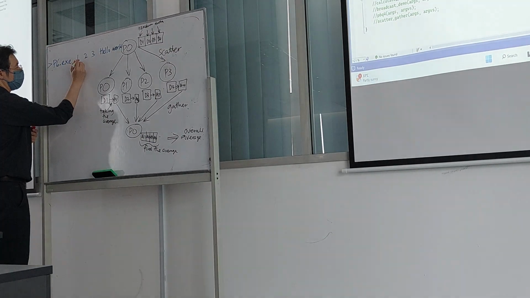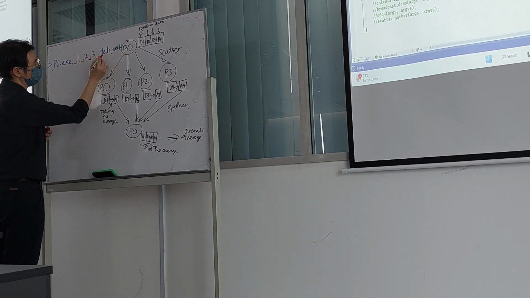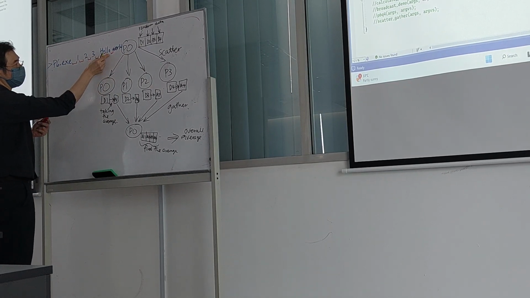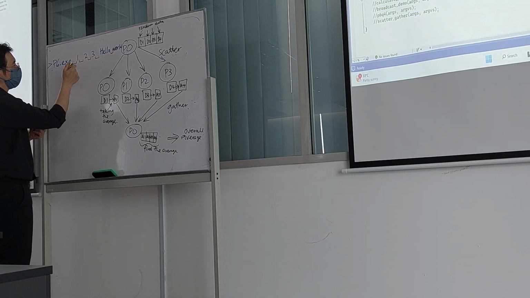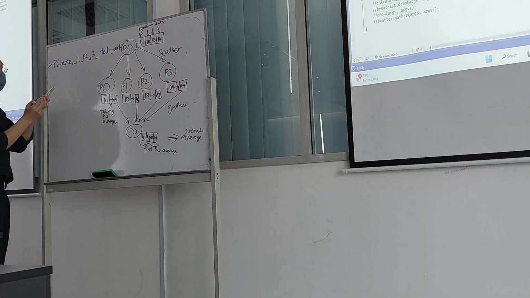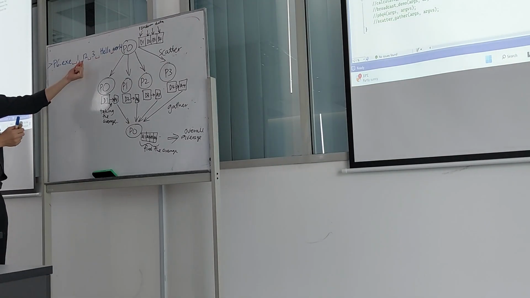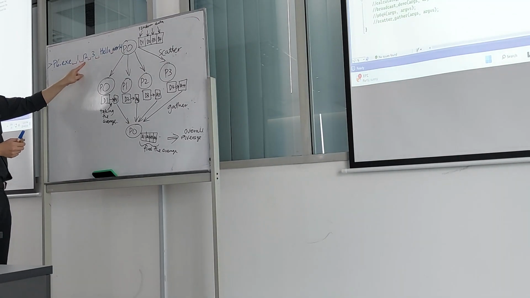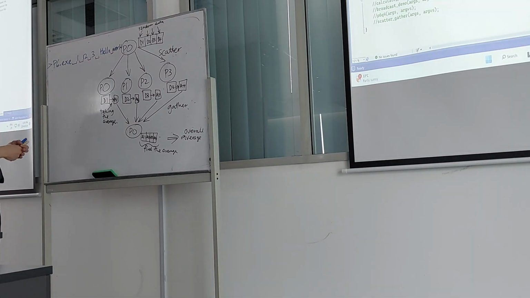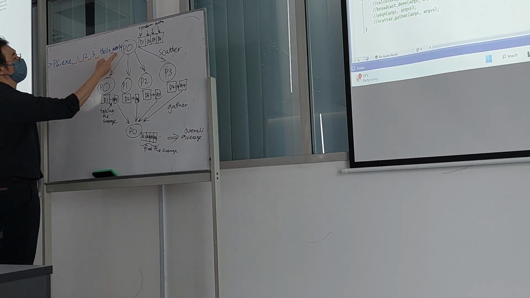There's a space here, a space here, a space here, but there's no space in between them, so this is considered as one piece. Let's say if I put 12 here, this is considered as one piece. As long as there's a space, that is a separate piece. So there's 1, 2, 3, 4, 5.